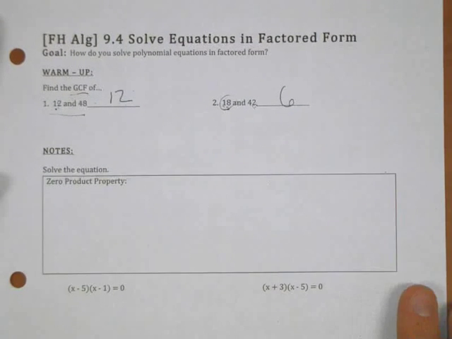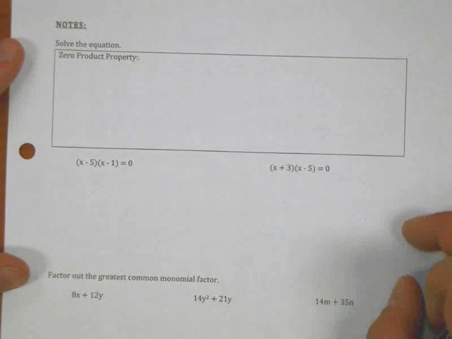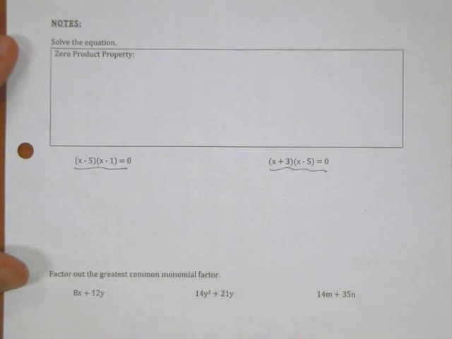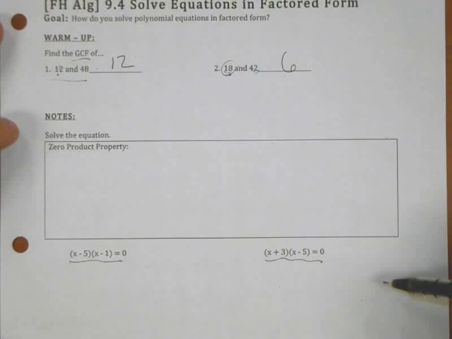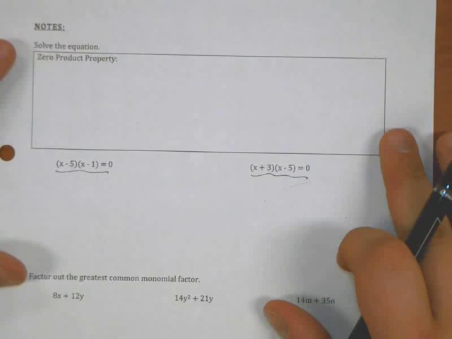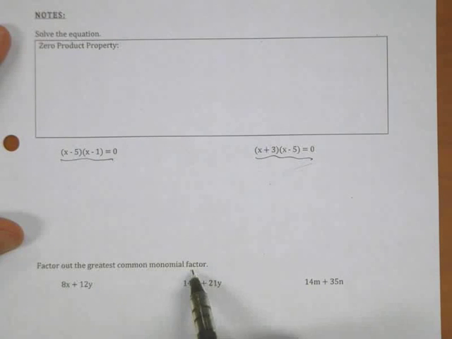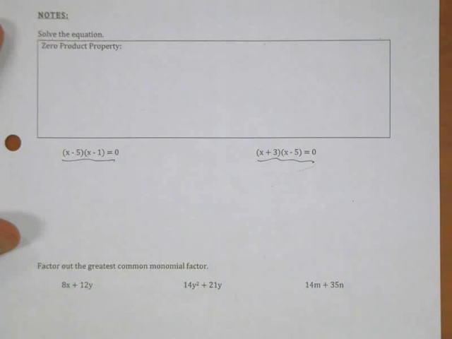Okay, we're going to do two things in this section. We're going to use this property to help us solve these funny-looking equations. And then we're going to use this idea of greatest common factor that we did in the warm-up to help us rewrite equations into this form and then eventually solve them. The process of unmultiplying, which we call factoring, is what we're going to focus on the rest of this unit.